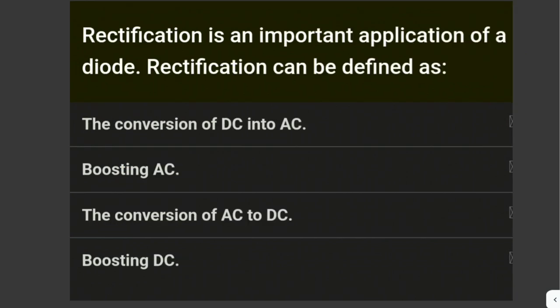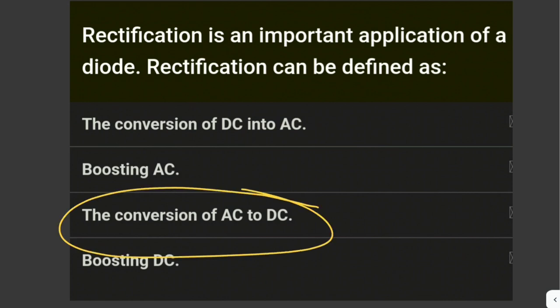Rectification is an important application of a diode. Rectification can be defined as the conversion of DC into AC, boosting AC, the conversion of AC to DC, or boosting DC. It is the conversion of alternating current, which reverses its direction periodically, to a direct current which flows in only one direction. So the answer here is the conversion of AC to DC.